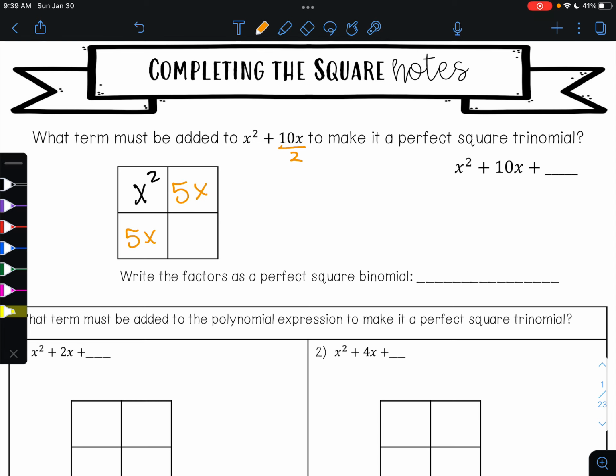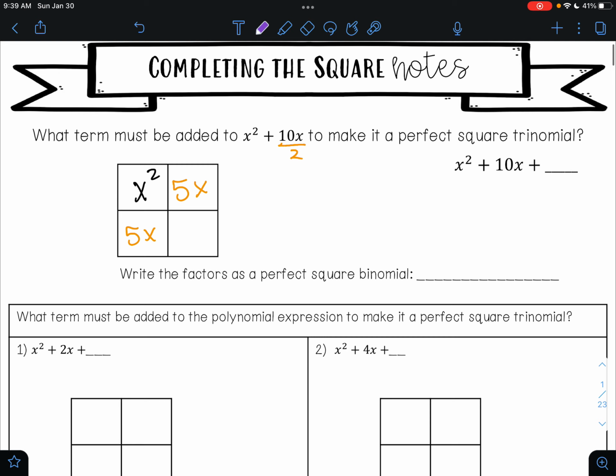From here, we're going to find the GCF of each row and of each column. The greatest common factor of my top row is x. The greatest common factor of the left side is x. x times what number would give me a 5x here? 5. x times what number would give me a 5x here? 5. So now we can see that this side length is x plus 5, and this side length is x plus 5, making this shape a square, which is what we want because we are completing the square.